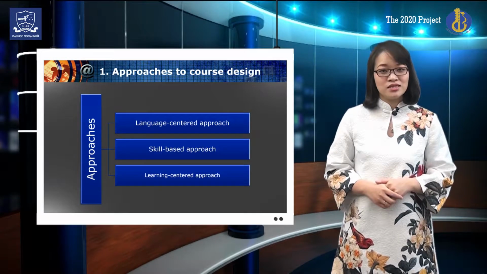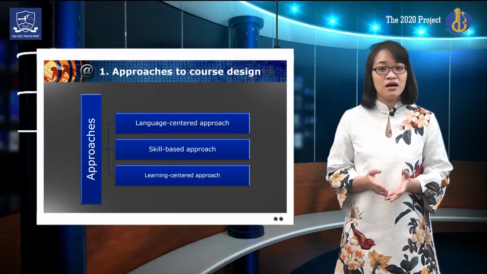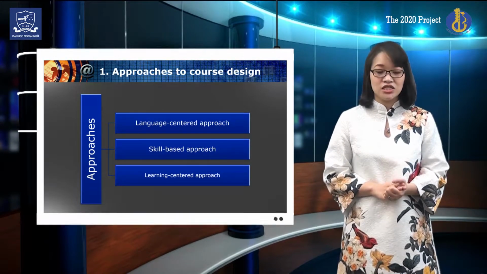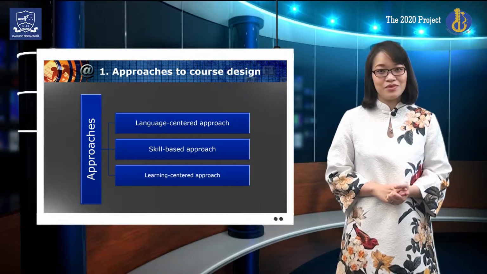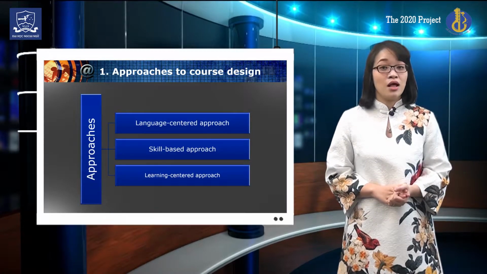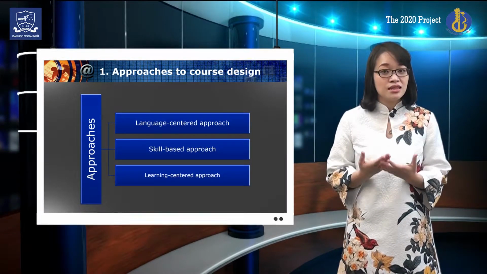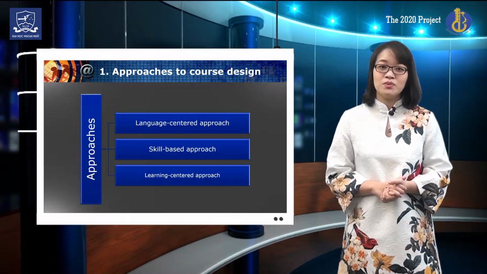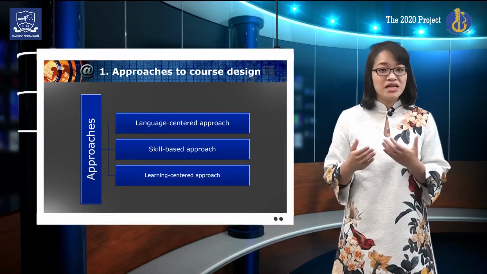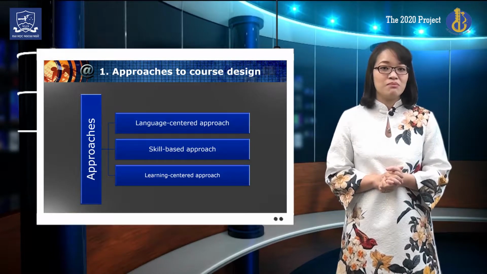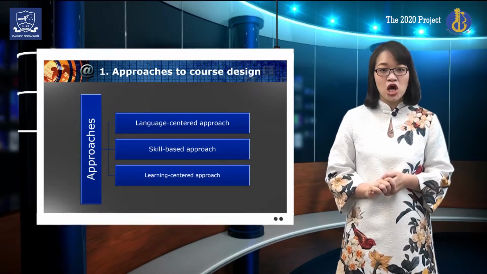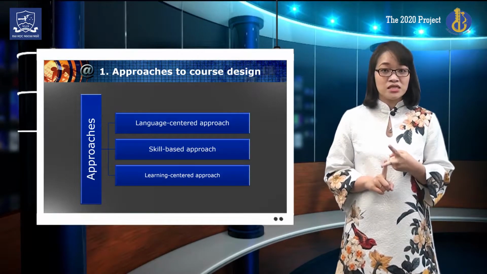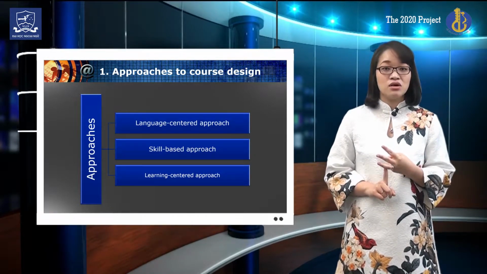Course design is the process of interpreting the raw data about a learning need to produce an integrated series of teaching and learning experiences. The ultimate goal is to help learners achieve a certain level of competence. A course could be designed following many different approaches, which can be categorized into 3 main types, namely the language-centered approach, skill-based approach, and learning-centered approach.